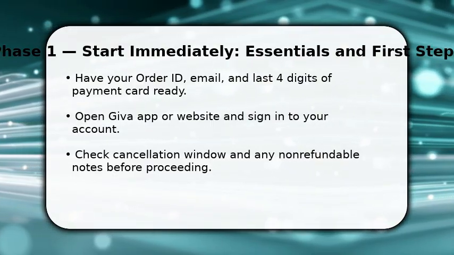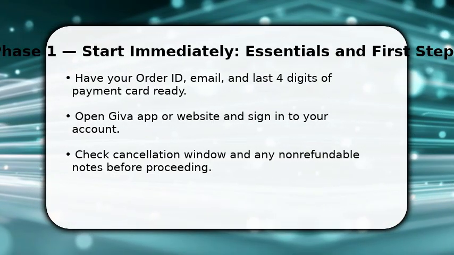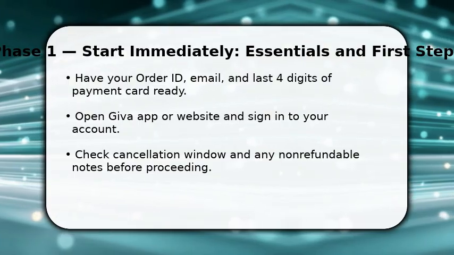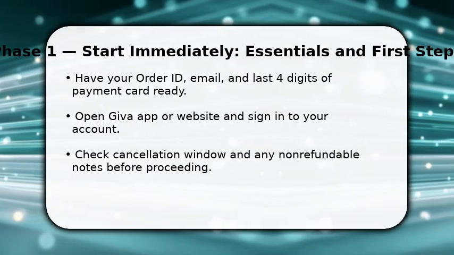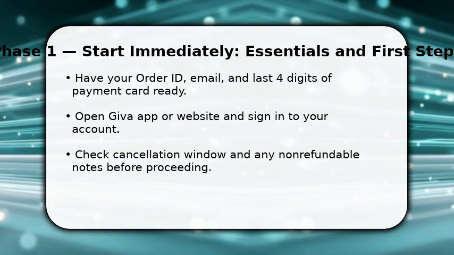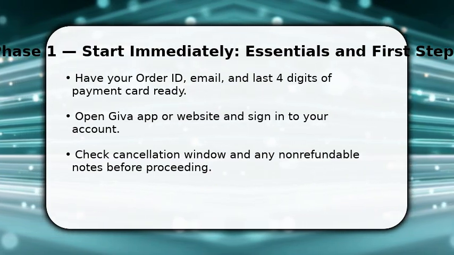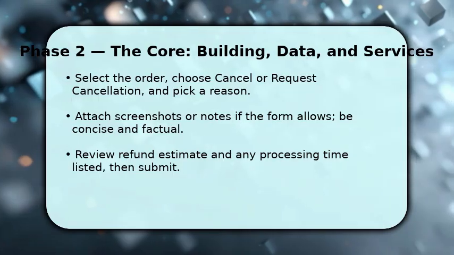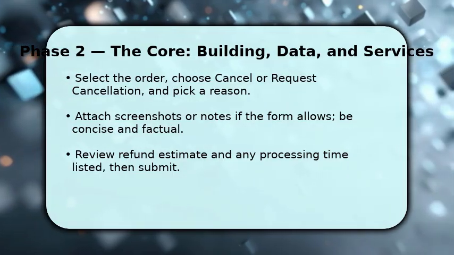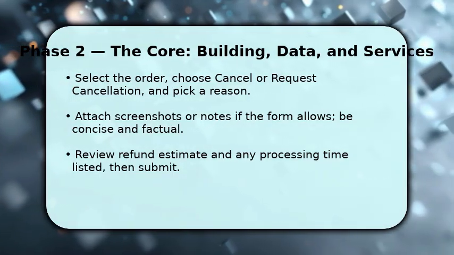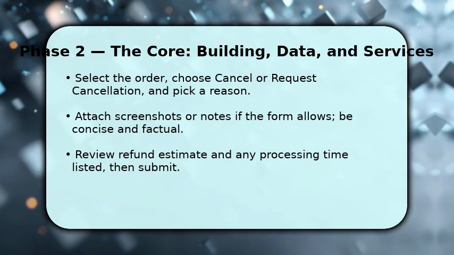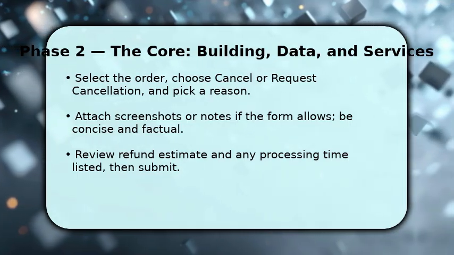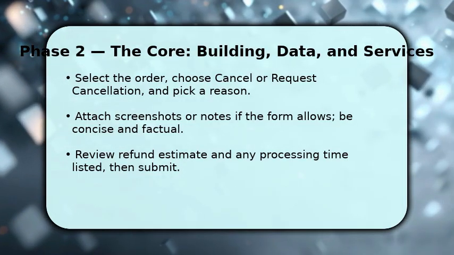If the order is still cancelable, tap Cancel or Request Cancellation, explain briefly why, and then proceed to the confirmation screen to initiate the process. Once you've started the request, choose the most accurate cancellation reason and add a short note. This speeds review. If the interface allows attachments, include evidence like incorrect item or duplicate charges because that helps approvals.